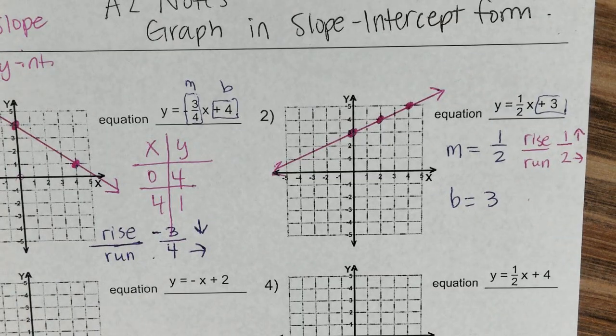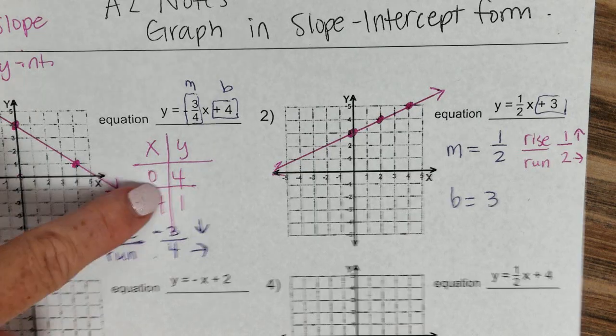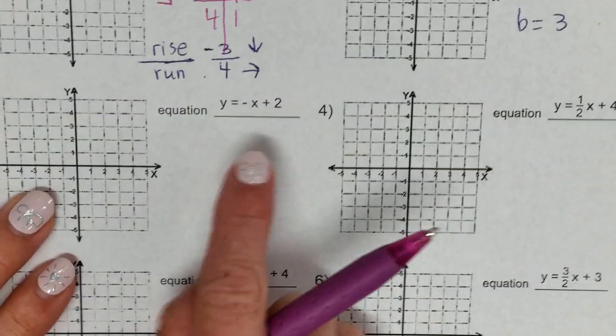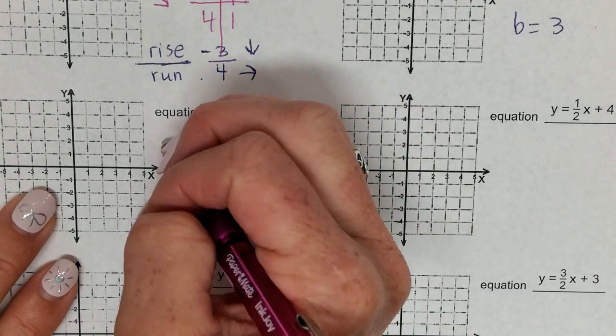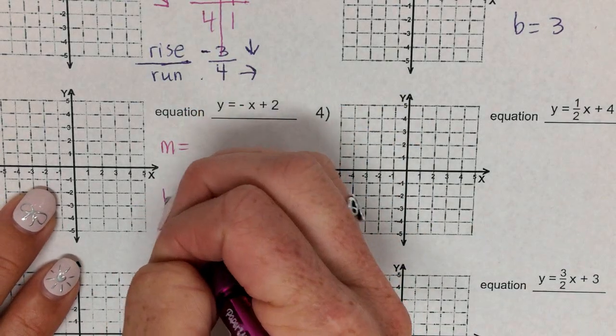So again, you have to decide what way works best for you. If what I just showed you confuses you, then stick with the y equals button and make a table. All right, let's do another one with slope and y-intercept. I need an M and a B.